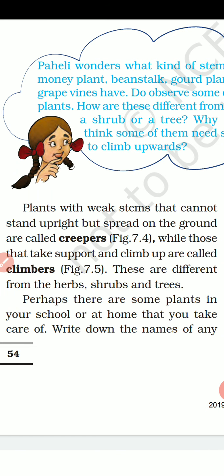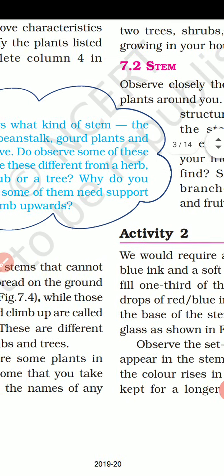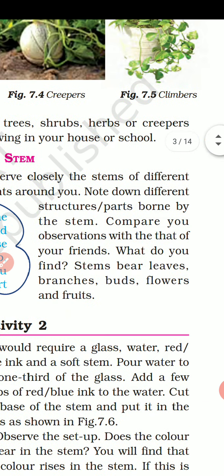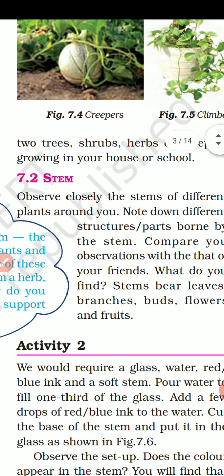So now we saw 5 different varieties. First we saw the herbs, then shrubs, trees, creepers and climbers. Perhaps there are some plants in your school or at home that you take care of. Write down the names of any 2 trees, shrubs, herbs, creepers growing in your house.